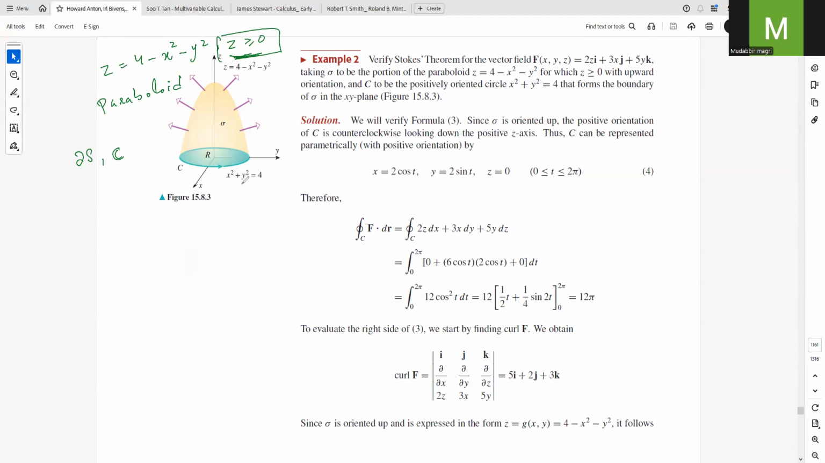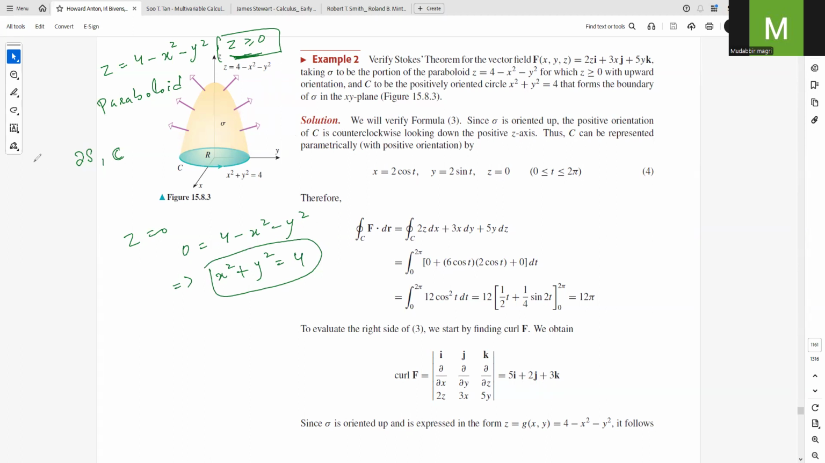And now again we can see that the boundary curve is simply where z is 0, so 0 equals 4 minus x squared minus y squared implies that x squared plus y squared equals 4. So the boundary of this surface is simply this circle of radius 2. Right? Now we can verify Stokes' theorem for this particular problem.